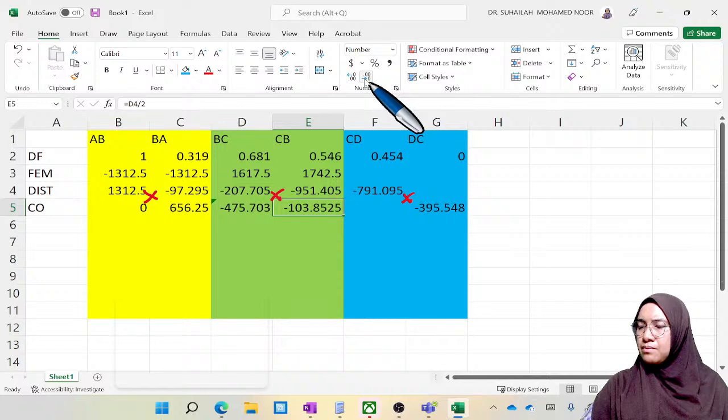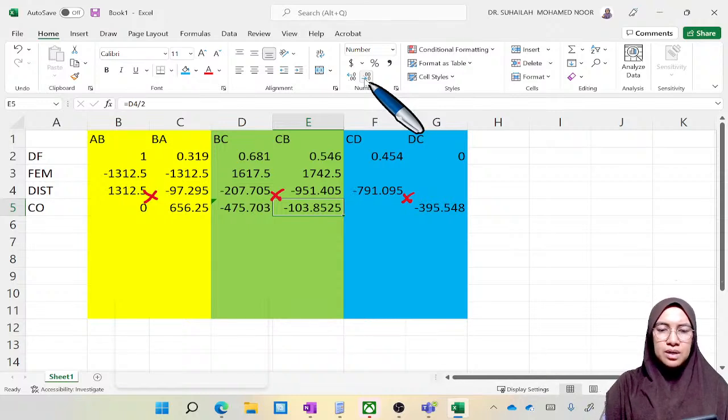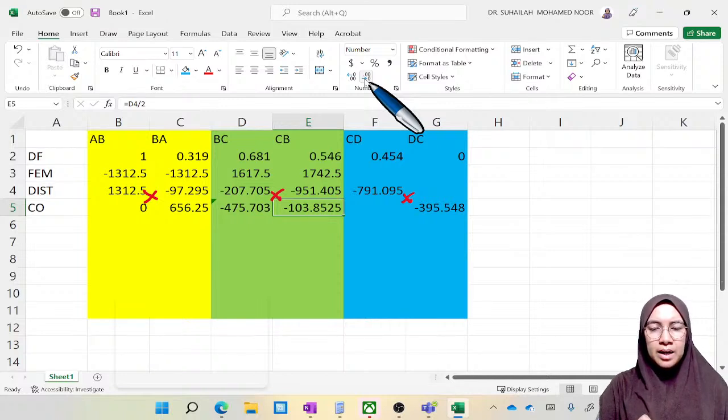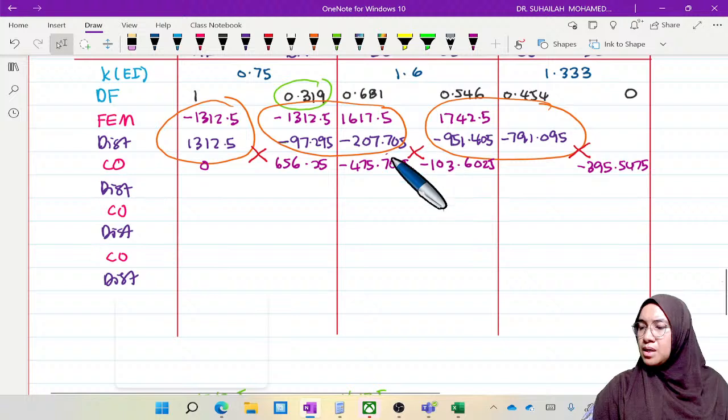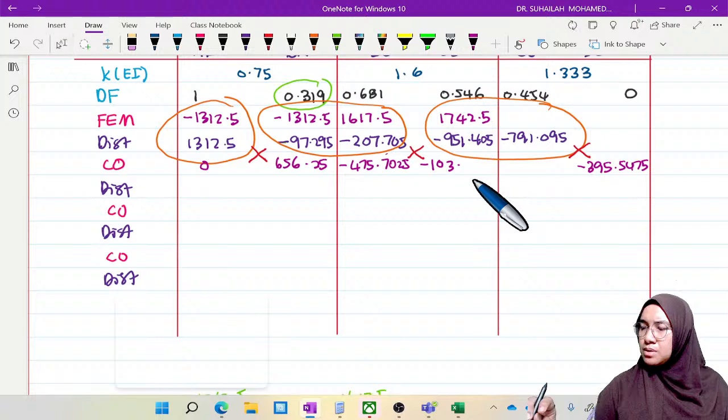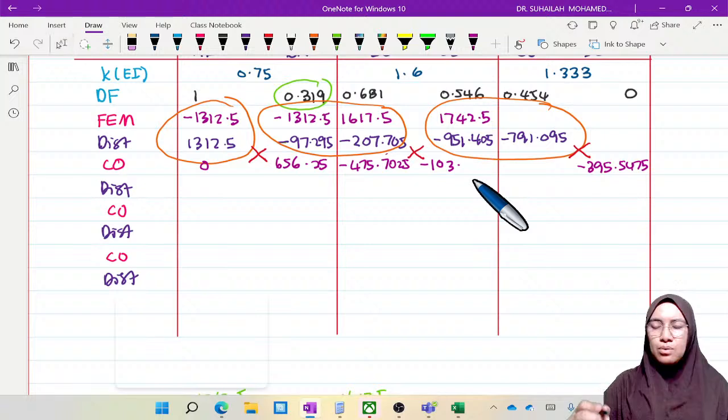207.705. We divide by 2. So we get 103.8525. Okay, the decimal places is wrong. 103.8525. Okay, 951.405 divided by 2, we get 475.7025.